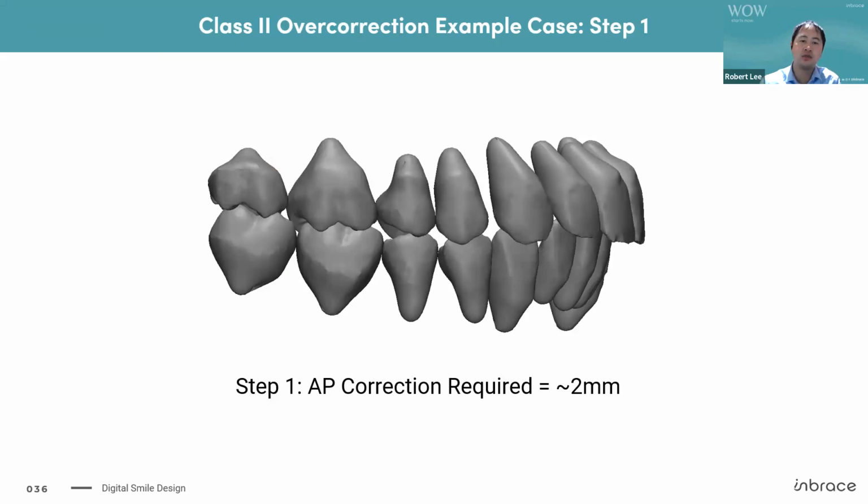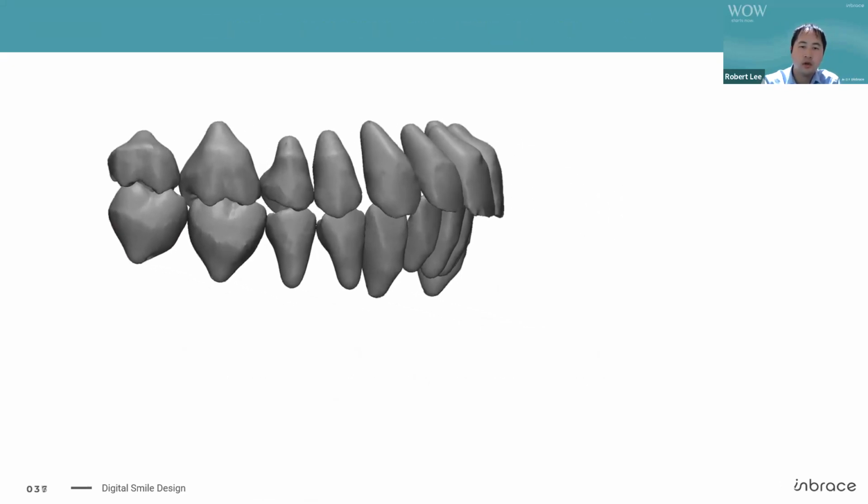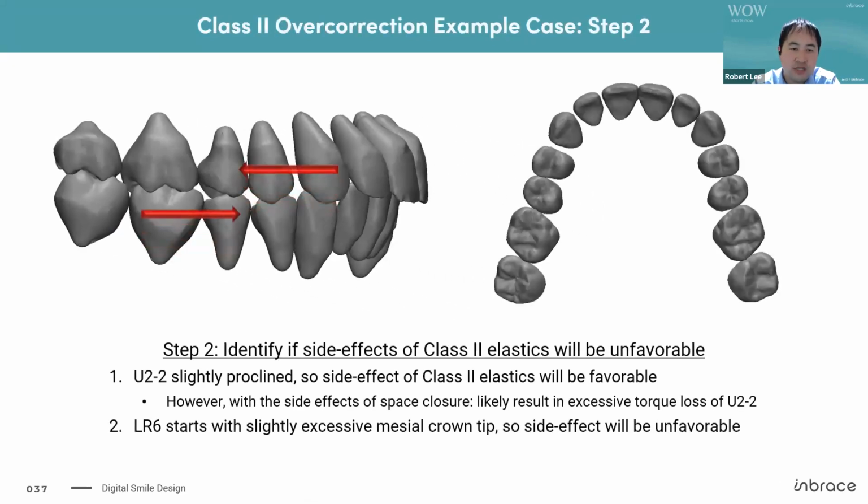So looking at this class 2 case, about 2 millimeters of class 2 correction is needed. It's about a quarter cusp class 2. And so general side effects that we'd be watching out for if we're running this from upper 3 to lower 6 would be, the upper 2 to 2 is slightly proclined. So it's actually a little bit favorable to get some torque loss here. However, you also have some upper spaces. So the combination of closing upper spaces and running class 2 elastics may be a little bit too much torque loss.